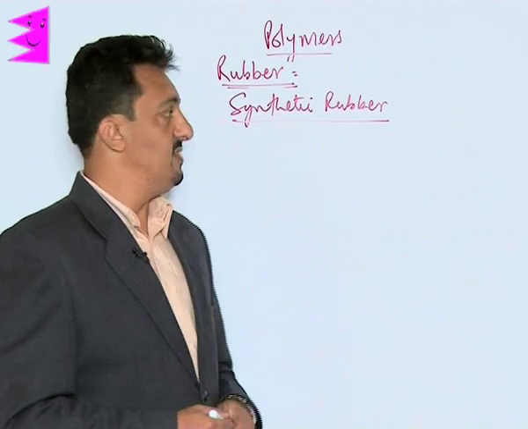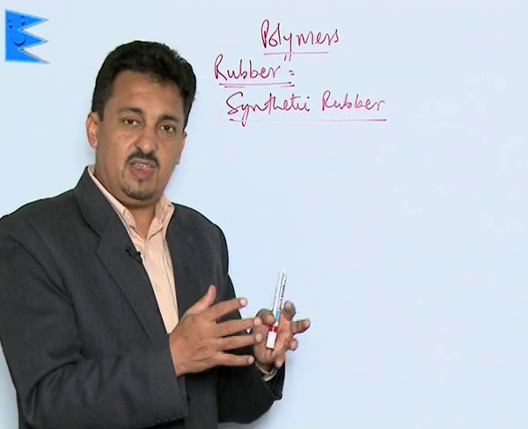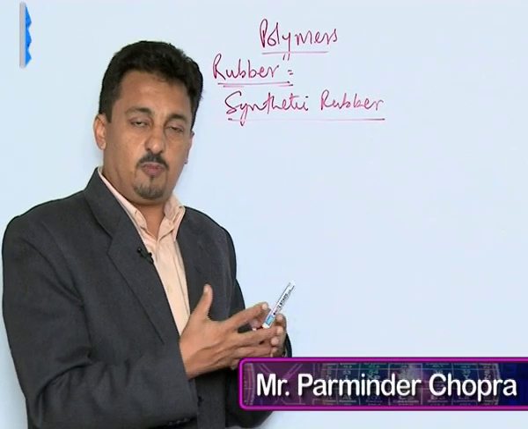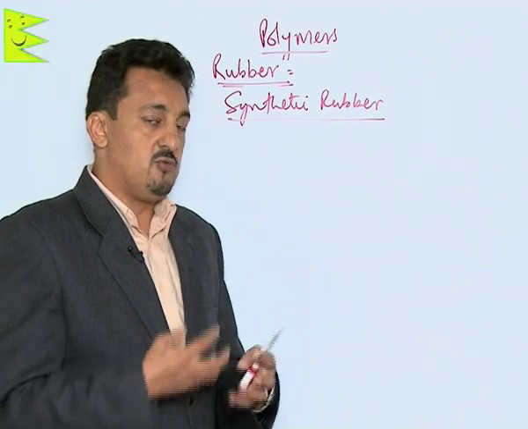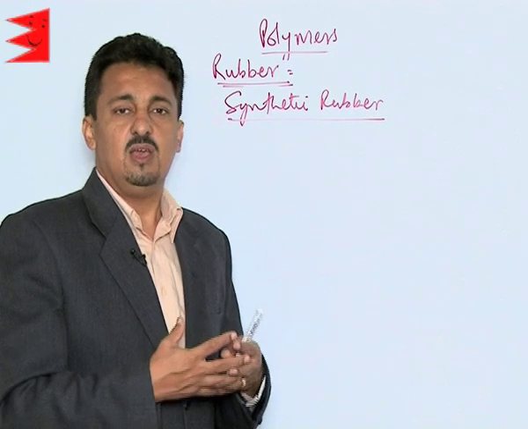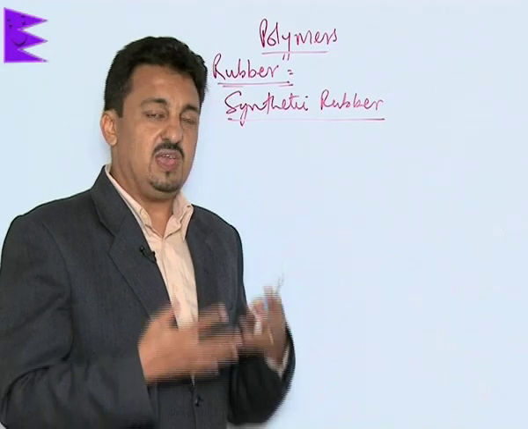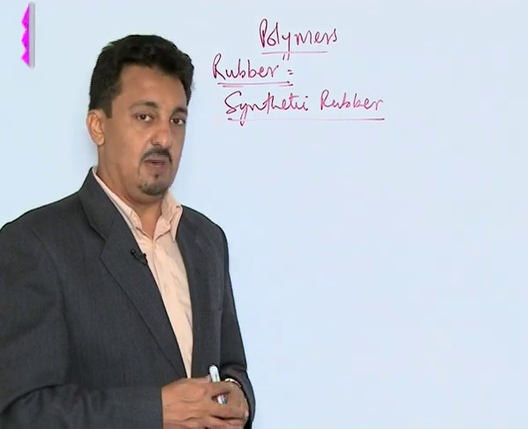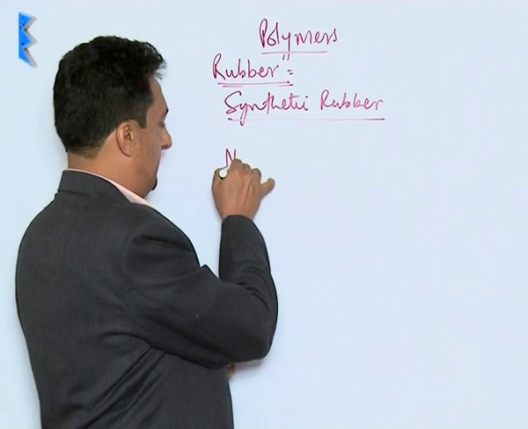Now, let us move to the synthetic rubber. We know that natural rubber is not very good in its properties. The reason being, it's very soft, it absorbs a lot of moisture, it is not very tough, and that is why we do vulcanization. But natural rubber is not able to fulfill all the requirements of the rubber which we have in our day-to-day life. So, we have developed a number of artificial rubbers. The first in the list is neoprene.